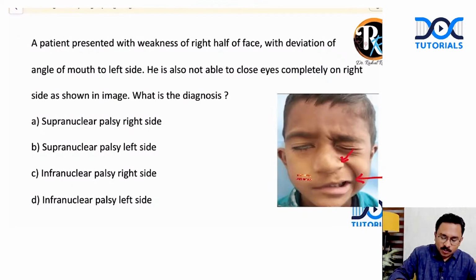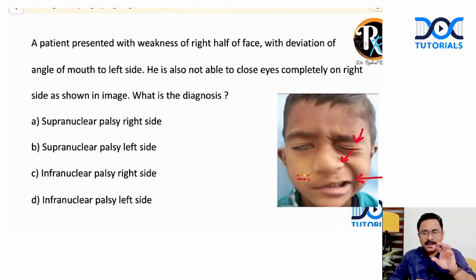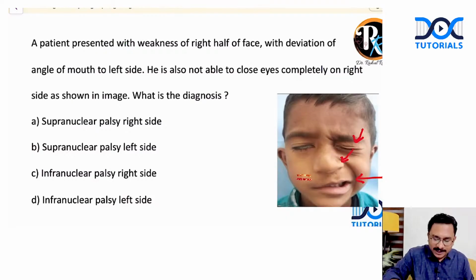Correct? And also just compare the eye closure on the left side versus that of the right side. In the left side, the patient is completely able to close the eyelids tightly. A tight buried eye closure is possible. But in case of the right eye, you can see that only a partial eye closure is possible. And this is going to tell me that the weakness is not confined to the right lower half of face, but it is involving the upper half of face as well. So there is a weakness involving the entire right side of the face.